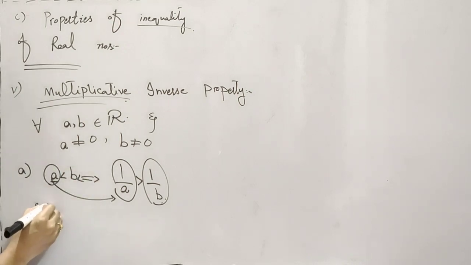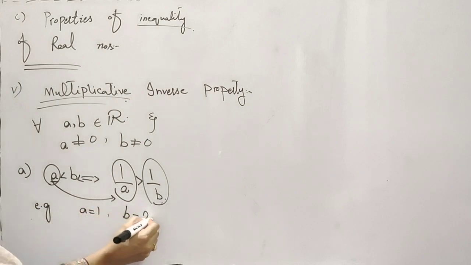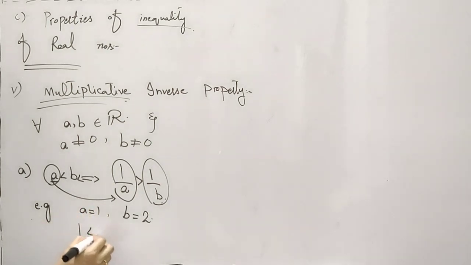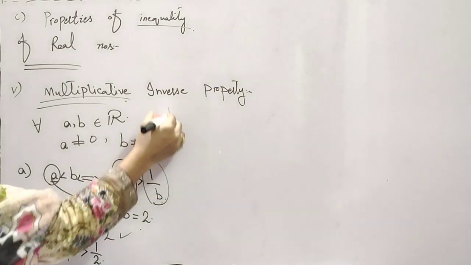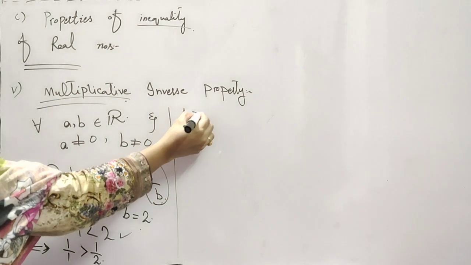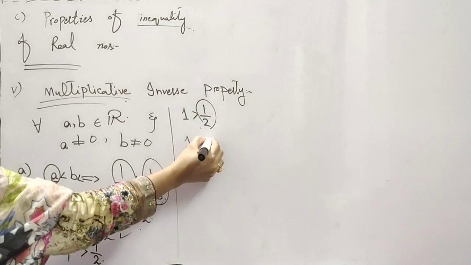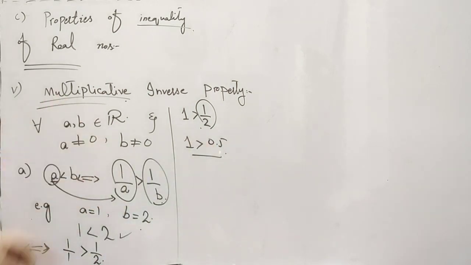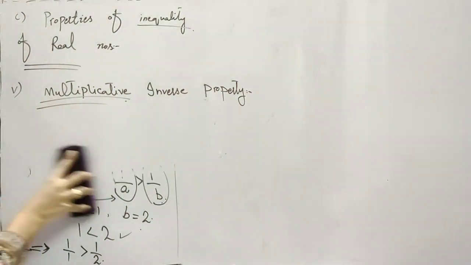For example, take a equals 1 and b equals 2. Okay, so 1 is less than 2, it is true. Now 1 by 1 is greater than 1 by 2. Why? Because 1 is greater than 1 by 2. We know that 1 by 2 is 0.5. So 1 is greater than 0.5. So this is the multiplicative inverse property. This is the first part of the multiplicative inverse property.